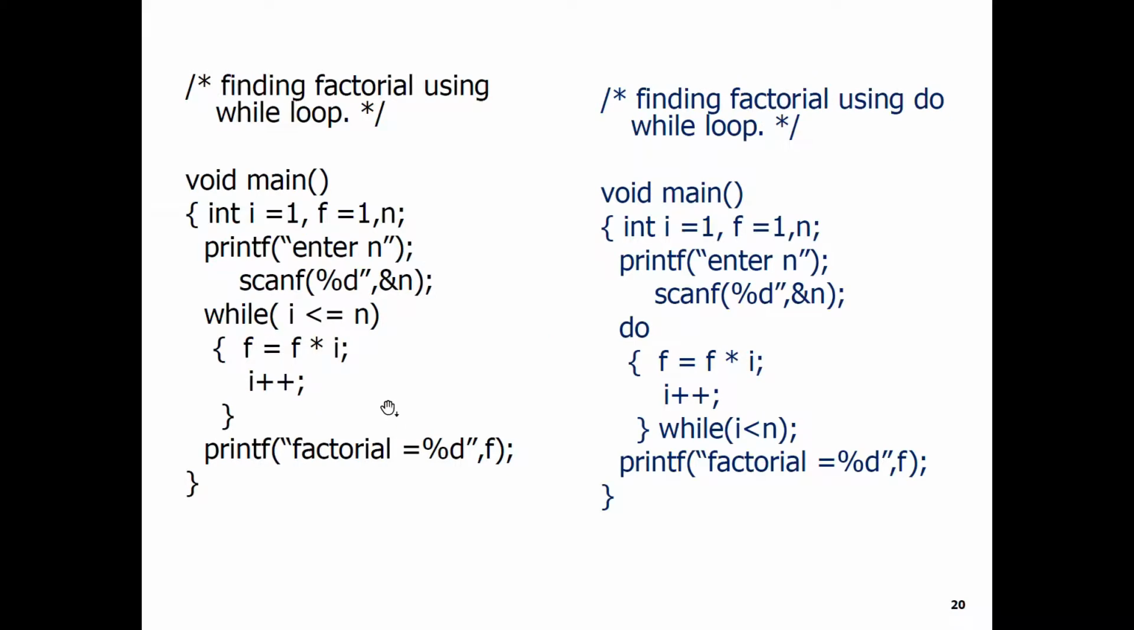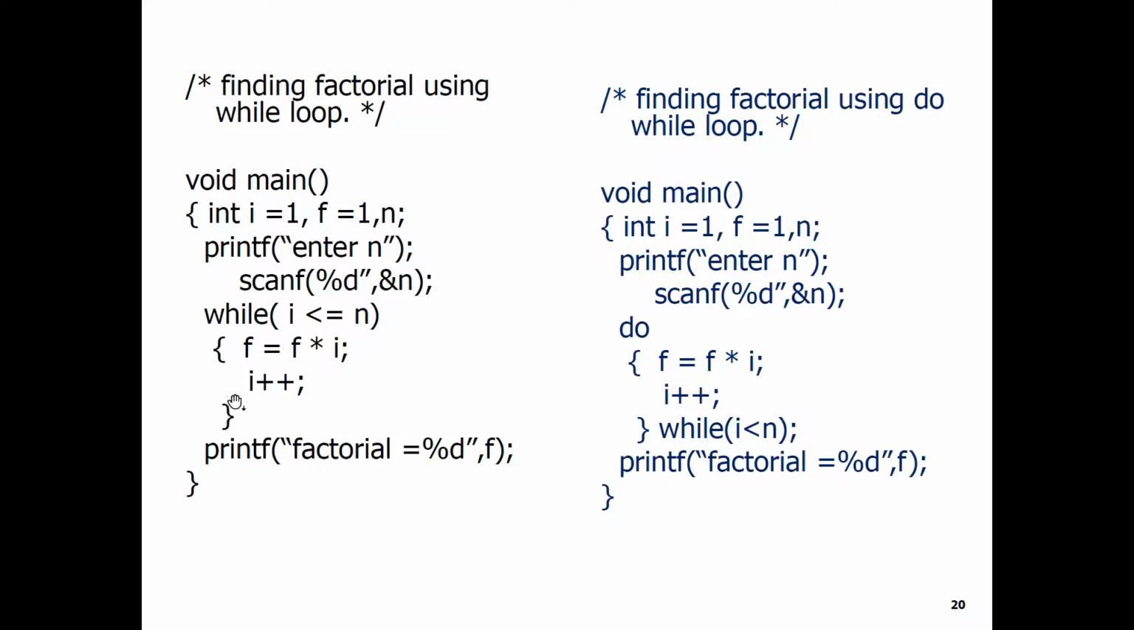The same program we can modify using the while loop. We initialize I equal to 1, and then while I is less than or equal to n, f equal to f into I, and I plus plus. The while loop keeps on repeating as long as I is less than or equal to n. The minute the condition is false, we come out and then print the factorial.